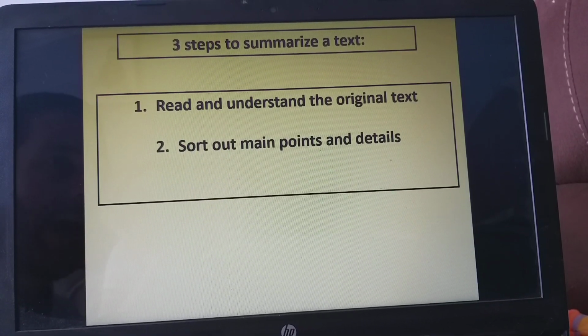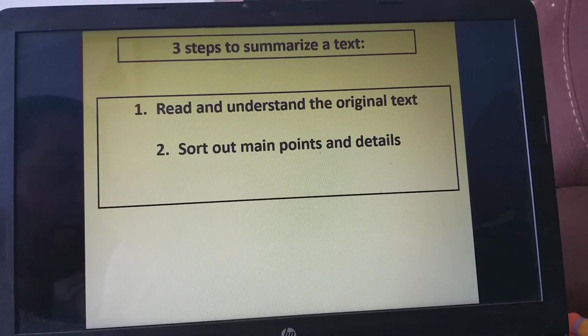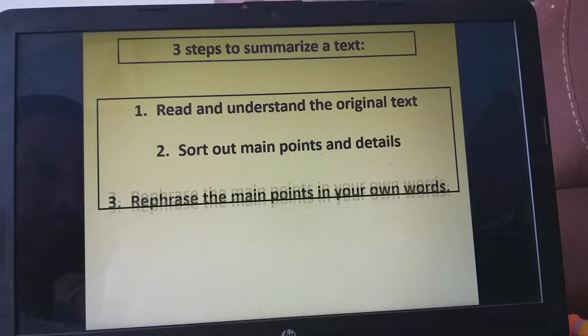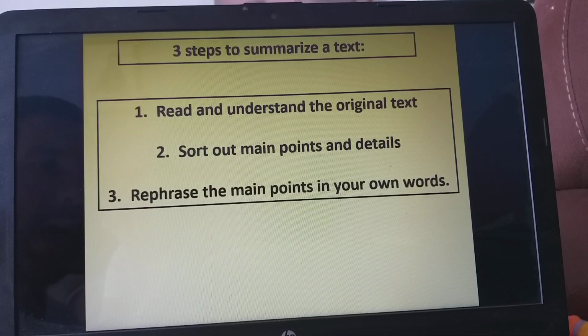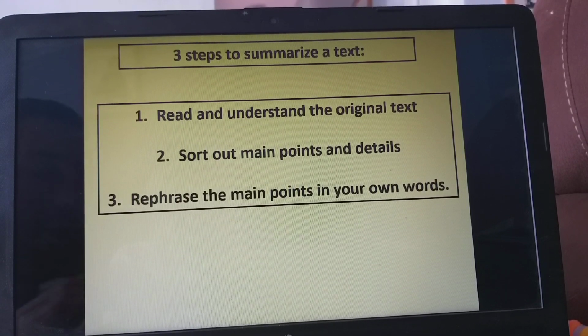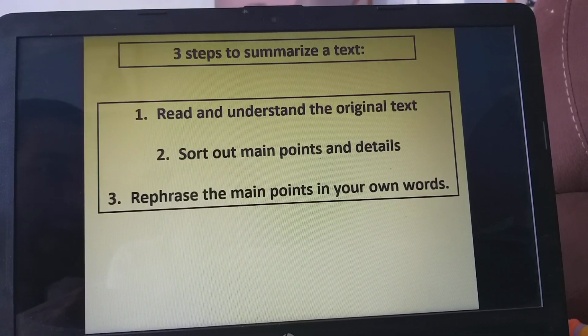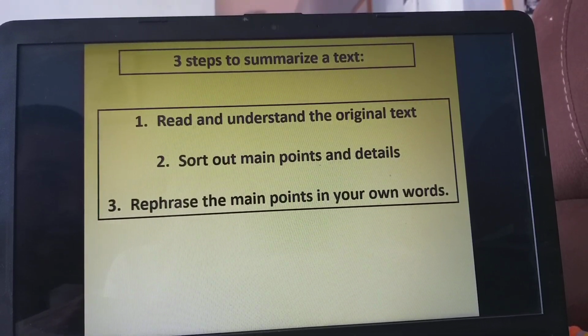Now you need to sort out the main points from the details, because as you'll see, when it comes to summarizing, the details aren't really that important. And finally, and this is really important, you need to take those main points and rephrase them or write them in your own words. You can't just copy exactly what it says in the text. So, let's have a look.